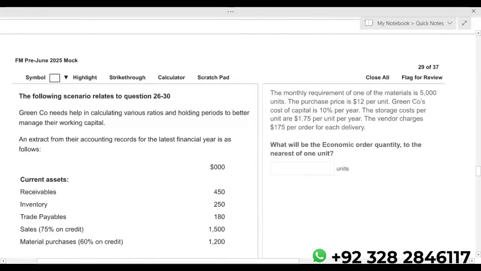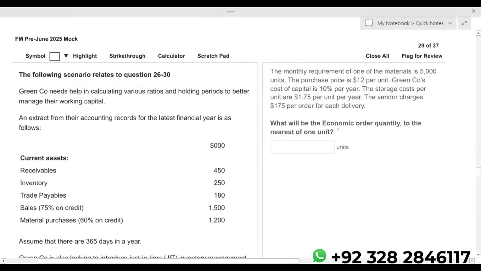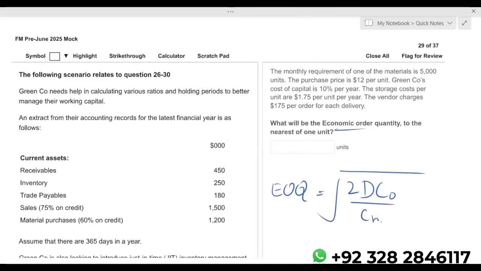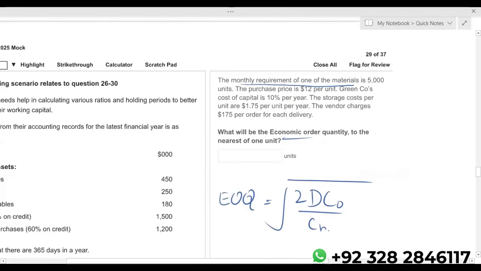What comes next? Whoa. What is this? EOQ. What will be EOQ? Economic order quantity, students. Square root of 2DC naught upon CH. D is the annual demand. C naught is the per order cost. CH is the per unit holding cost. Make sure when it comes to per unit holding cost, if the examiner gives you any information about cost of capital, then that all increases your holding cost. The monthly requirement of material is 5,000 units. Then multiply by 12 gives you the annual requirement, which is 60,000.